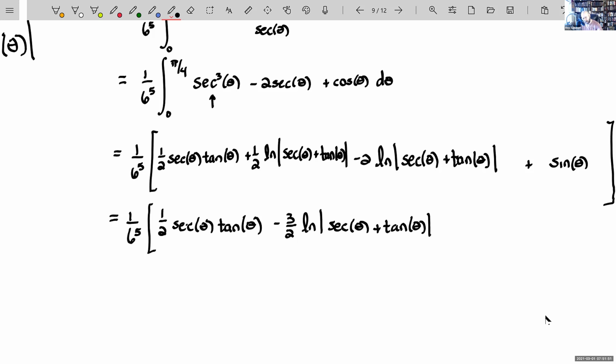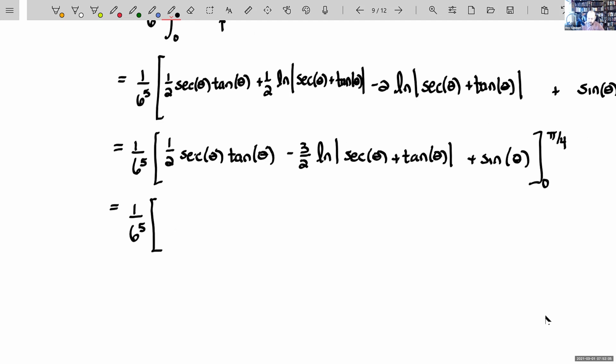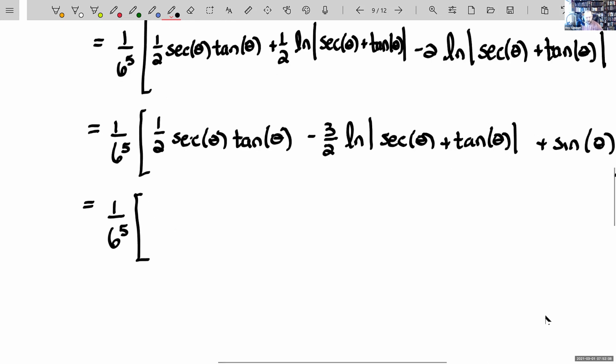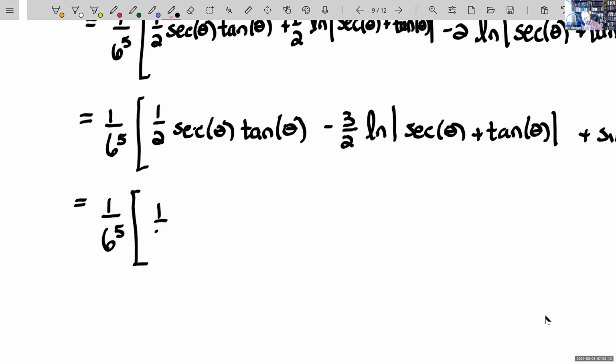And then finally plus sine, evaluated from 0 to pi over 4. So let's go ahead and do this. All right. 1 over 6 to the 5th times the quantity, pi over 4. So secant of pi over 4. Well, cosine of pi over 4 is 1 over root 2. So secant of pi over 4 is root 2 over 1. Tangent of pi over 4 is 1.